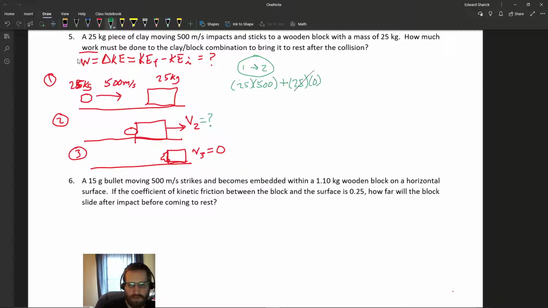Again, you don't have to write this 25 times 0 piece, but if you did, then that's fine. And now we have the combined mass of 25 plus 25 going at a speed of v2. And so if I solve for v2, I'm going to get a v2 of half of what it was before, or 250 meters per second. Intuitively, this makes sense. I have equal massed objects, and so the velocity will be half after the collision of the two objects moving together. It's still moving pretty quickly here.